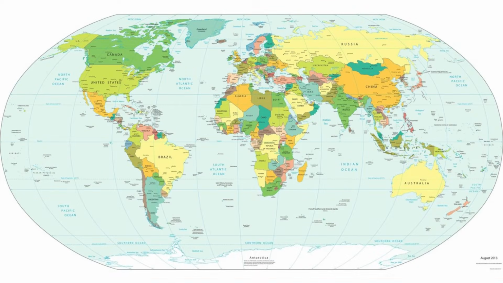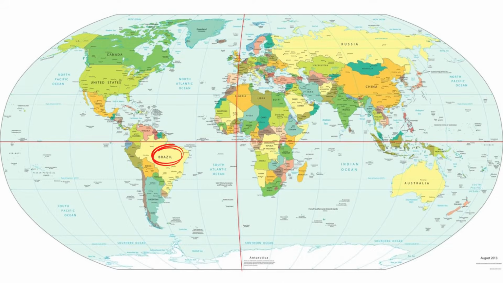So here we have the map of the world. And it's divided into the northern hemisphere and the southern hemisphere by the equator. It's also divided into the western hemisphere and the eastern hemisphere by the Greenwich meridian. From the map, we can see that India is in 2 hemispheres. India is in the northern hemisphere and India is also in the eastern hemisphere. South Africa is in the southern hemisphere and South Africa is also in the eastern hemisphere.